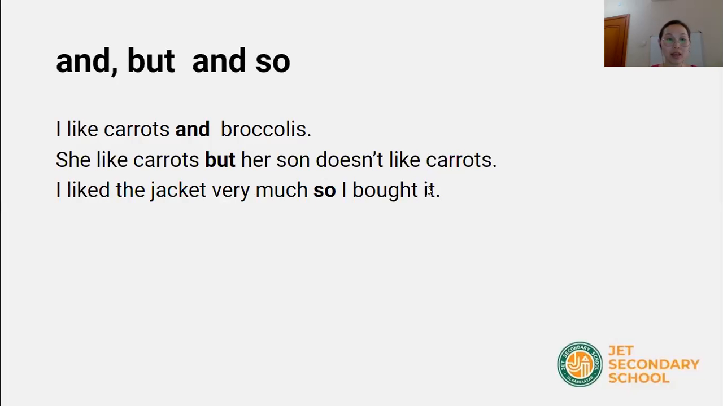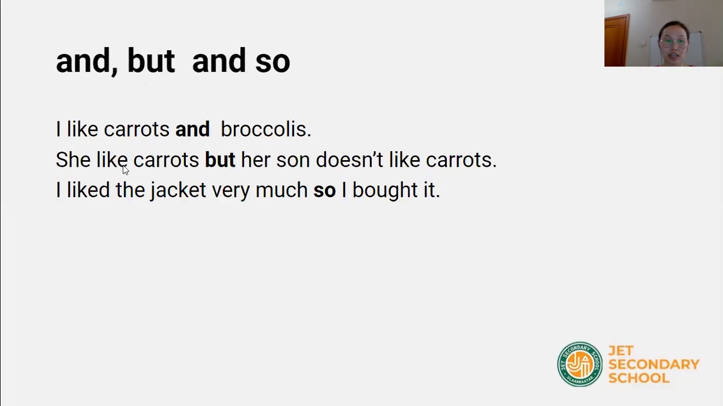Now, let's look at some examples of the conjunctions and, but, and so. I like carrots and broccolis. So this and, which is written in bold, is used to join two things, carrots and broccolis, in a sentence. It's not connecting sentences, but it's connecting two words in a sentence.